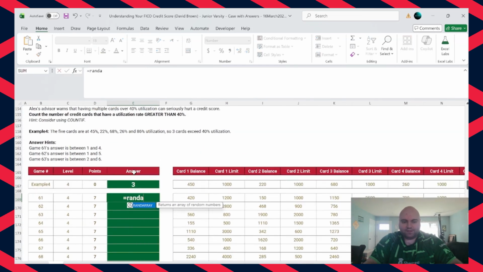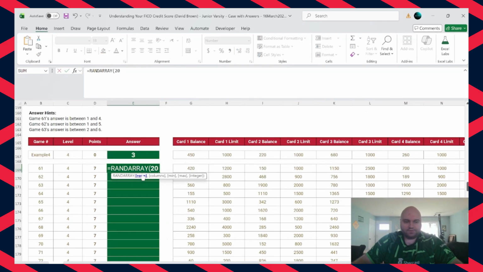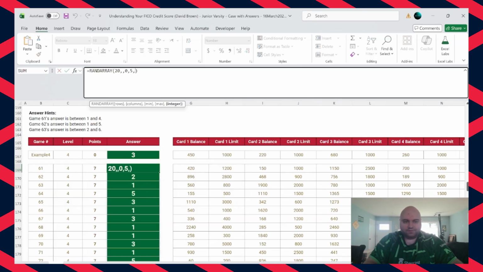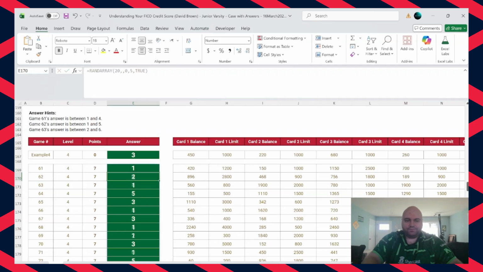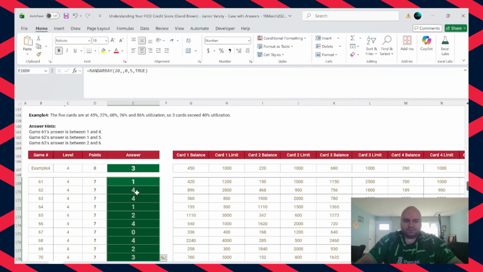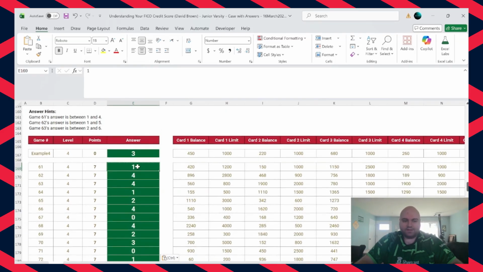Well, we can do a RANDARRAY. How many rows do we want? There's 20 rows here, right? 20 rows. What's the min value that we want for a RANDARRAY? That'll be 0. Max is 5. And we do want integer. Integer true. And since the formula is RANDARRAY, I have it set to update every time something new happens. So you just select everything and paste as values. And those are my guesses.